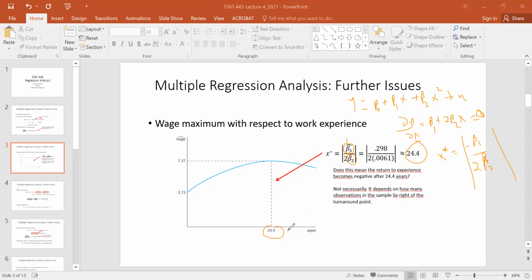If you have only a few data values here, then it's not a good idea. Unless you have a lot of data points, plenty of people in the data with experience greater than 24, then it makes sense. But if in your sample only 2 or 3 people have experience more than 24, then it's not really a turning point. It is completely irrelevant, so you don't dwell on it. You say, well, I calculated a turning point, but it's not so useful because only 10 people have experience greater than 24, and I don't think the model is actually capturing that.